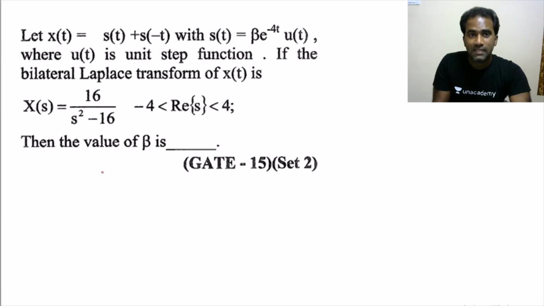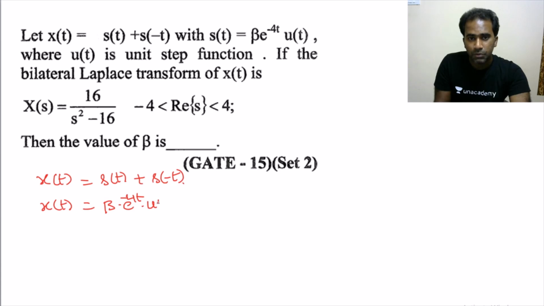Right. So this is the question. X of t is equal to s of t plus s of minus t. Now we are given s of t as beta times e power minus 4t into u of t plus beta times e power plus 4t into u of minus t.